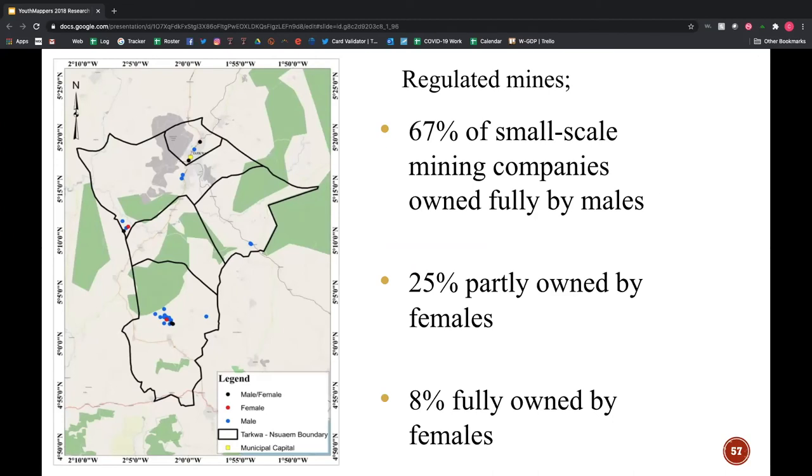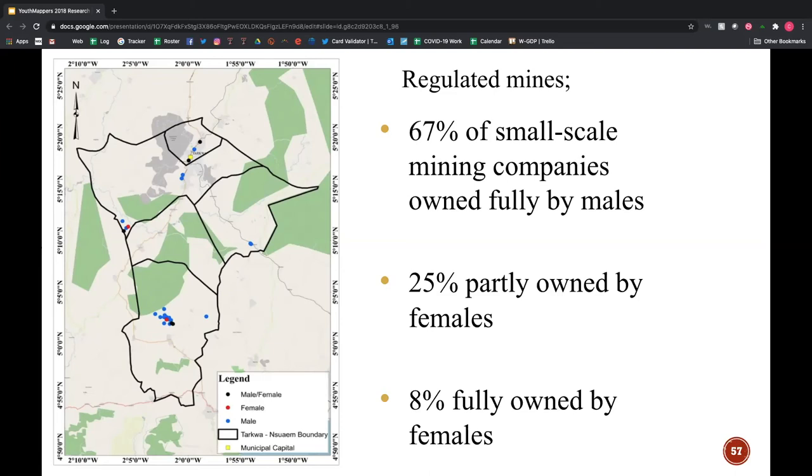So now, one of the indicators was the ownership. And this map shows the regulated mines that we can get data on. The other mines are not regulated, so getting data on them is very hard. But the regulated mines are provided on this map. And you can see that 67% of the mines were owned fully by males. That is the one in blue.